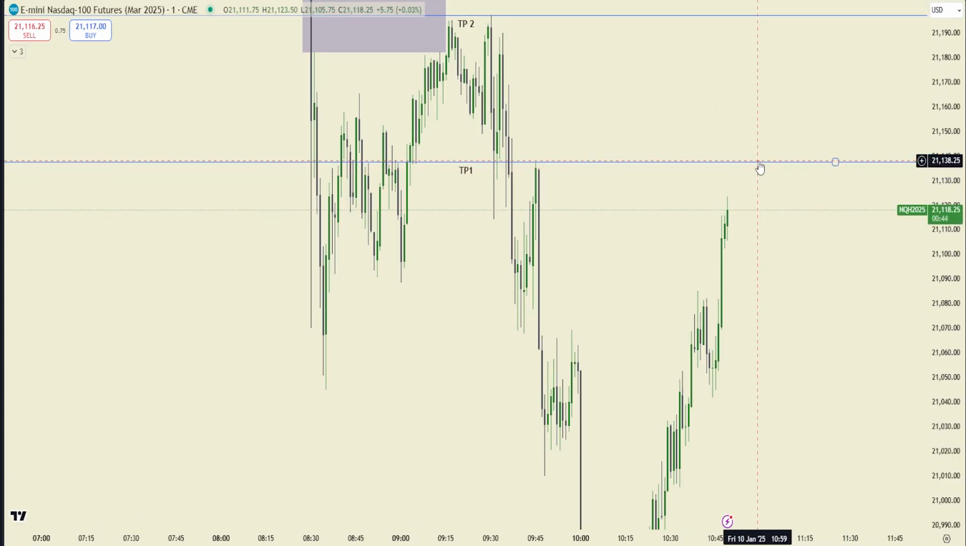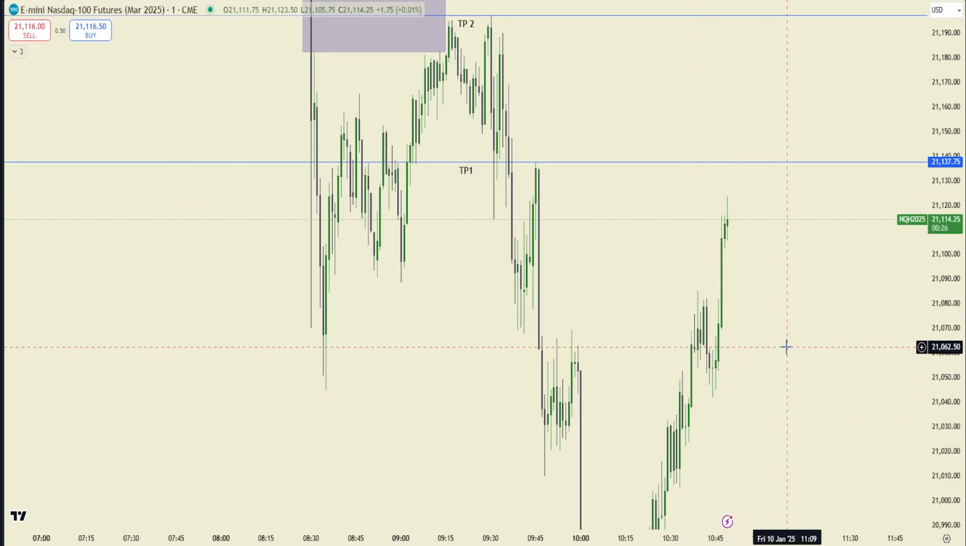All right, so TP1 would be here at 137.75. I'm just watching to see if there's any SMTs, which right now there is not. By the way, we are about to hit the macro time, so we want to see price continue to pump up in the macro.